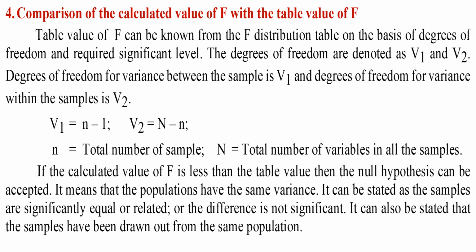Degrees of freedom for variance between the samples is V1 and degrees of freedom for variance within the samples is V2. V1 equals n minus 1, V2 equals N minus n, where n equals total number of samples, N equals total number of variables in all the samples. If the calculated value of F is less than the table value, then the null hypothesis can be accepted. It means that the populations have the same variance. It can be stated as the samples are significantly equal or related, or the difference is not significant. It can also be stated that the samples have been drawn from the same population.